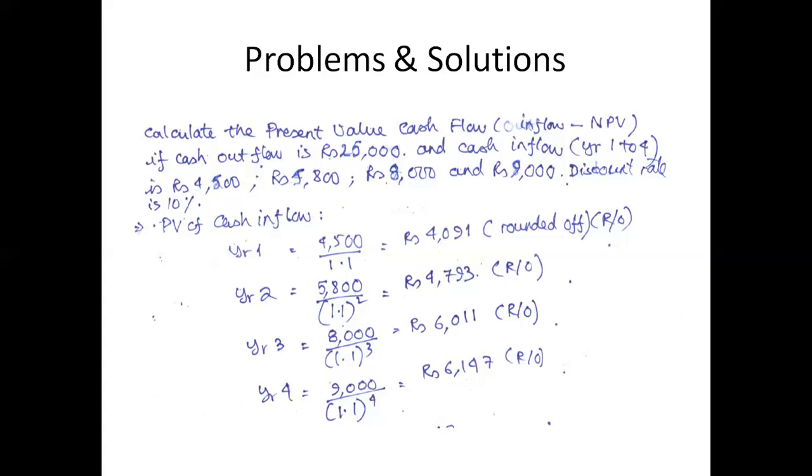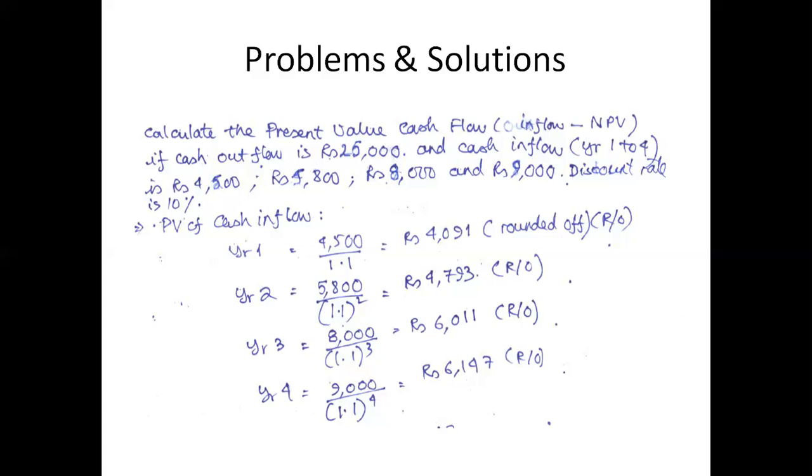Now, we are going to do a small problem to first test this concept of NPV. Now, we calculate the present value cash flow or the inflow and the NPV. You have to calculate all. If cash outflow is rupees 25,000, now the cash outflow means initial investment is rupees 25,000, and cash inflow year 1 to year 4 is rupees 4,500 for the first year, rupees 5,800 for the second year, rupees 8,000 for the third year, and rupees 9,000 for the fourth year. The discount rate is 10%.